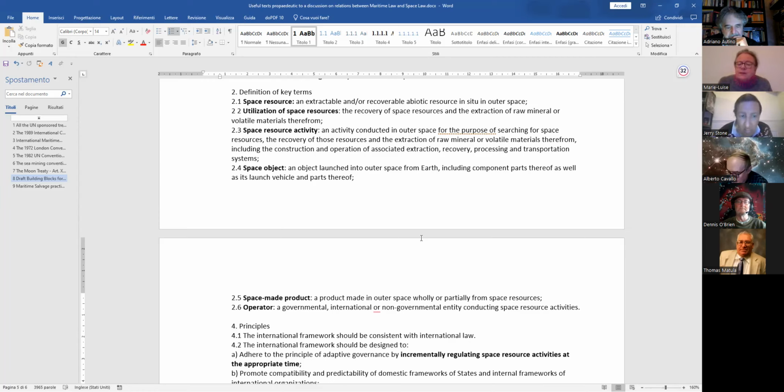Yes, because the material is then from the state, from the nation, Japan. But as Adriano said, the material of the moon is not the property of any state.